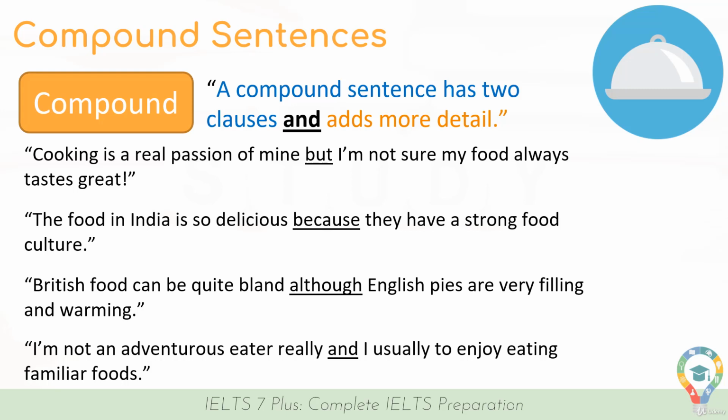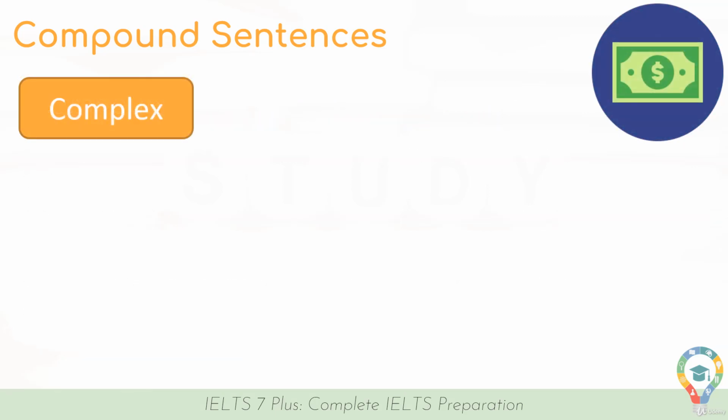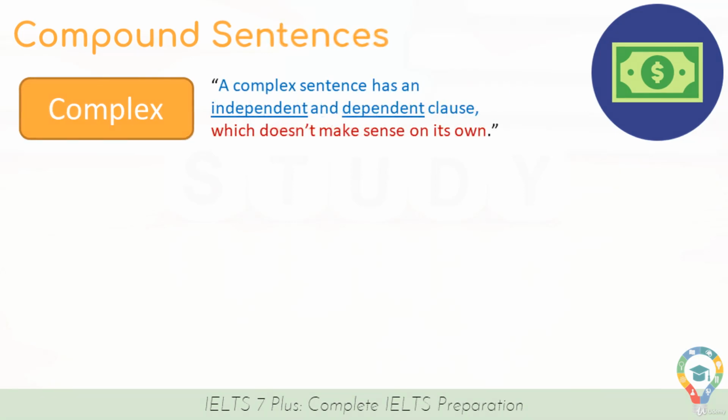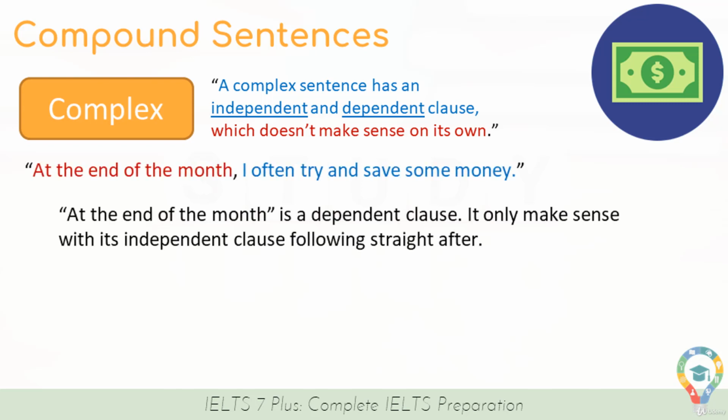So that's all for compound sentences. Remember to use a connective to join those two simple sentences together. Now let's take a bit of a further look at complex sentences. So a complex sentence has an independent and dependent clause, which doesn't make sense on its own. Let's see an example now around the topic of money and finance.